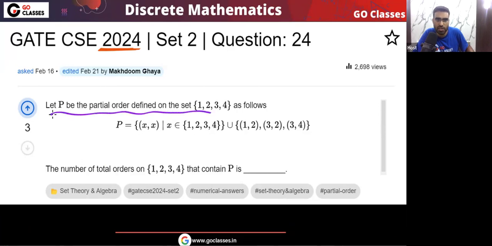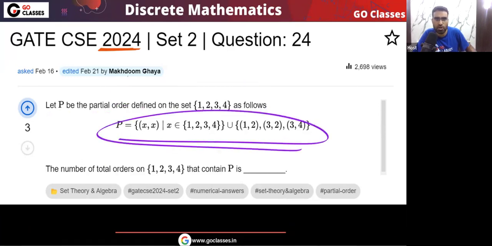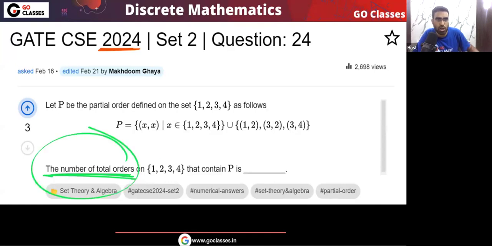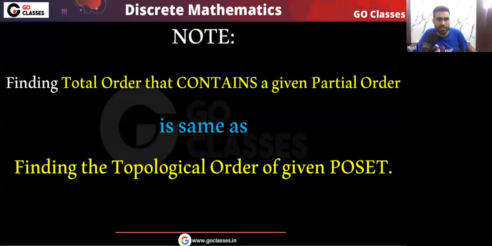A partial order is given to you. This is the partial order. The question is asking the number of total orders which contain P. Now this is a very easy question for you. The number of total orders. How many total orders contain P? We have already seen that. This result we have already seen.